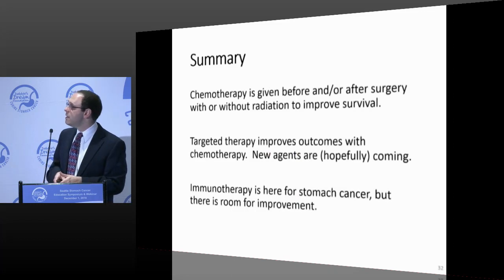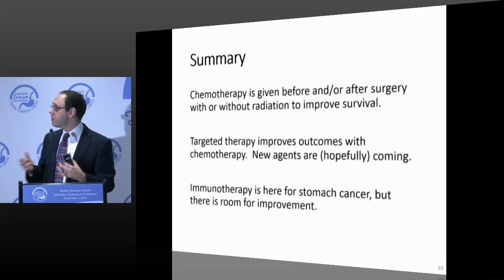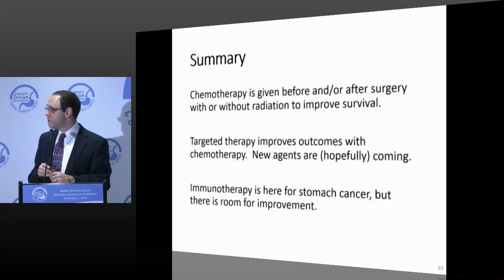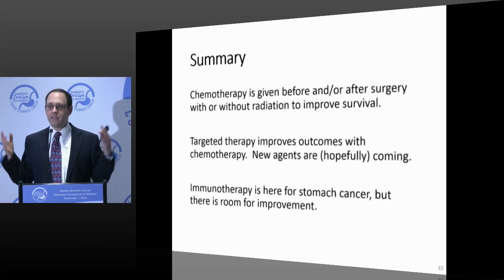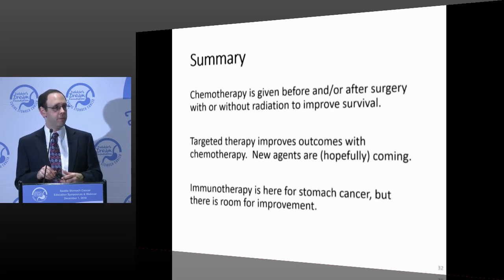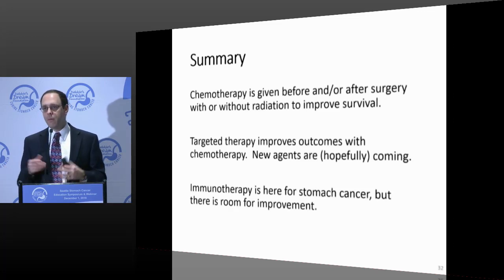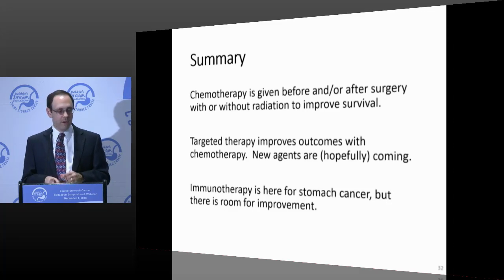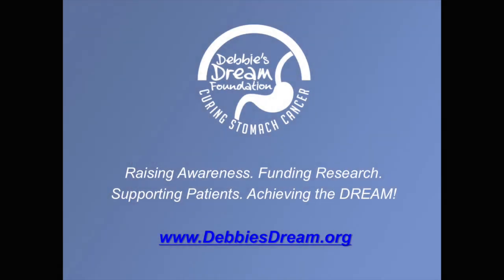So my summary is that chemotherapy is given before and or after surgery with or without radiation to improve survival. That summarizes that there's a bunch of different options of how to use it all together. Targeted therapy improves outcomes with chemotherapy, and we have new agents that people are working on targeting different things to try and get those to come out. And then immunotherapy is here for stomach cancer. There's some group of people who can get it based off of how much immune suppression their cancer seems to be having. And there's clearly room for improvement since we want to help more than 1 out of 3 people. That's my talk there.